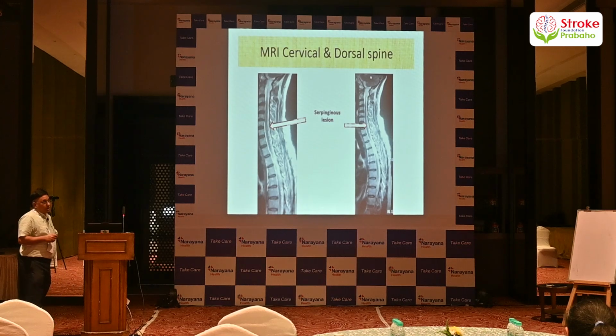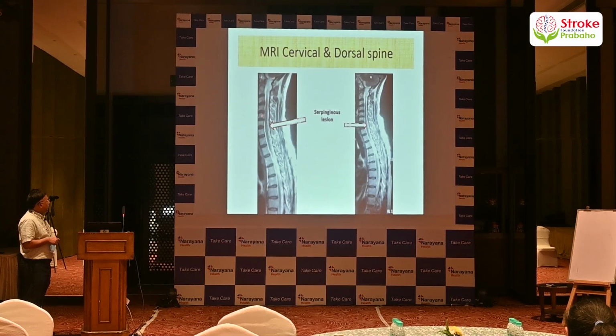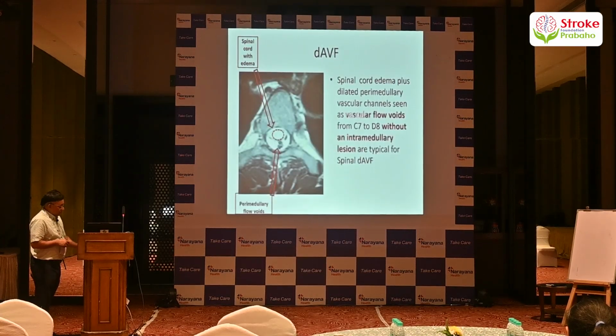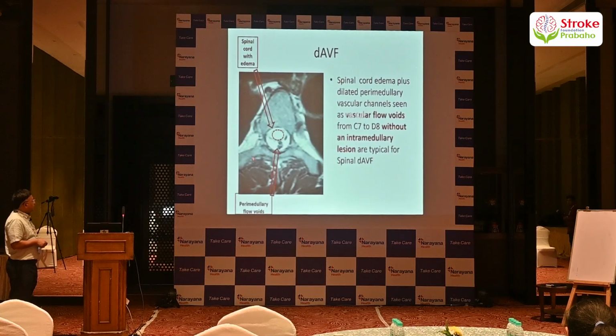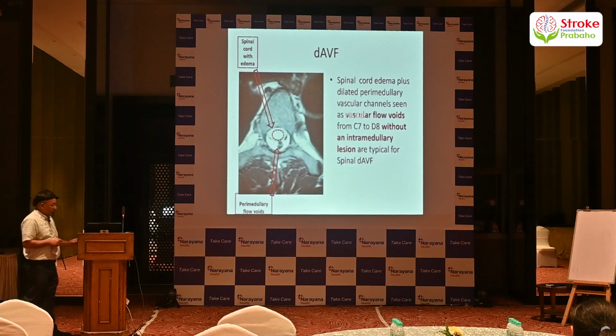So possibly this was ignored by the previous workup. Because the upper limb as well as knee jerks were brisk, we advised MRI of the cervical and dorsal spine. And now we can see there are flow voids in the cervical spine and upper part of the dorsal spine. This is the axial cut, and we can see there is a lot of cord edema, and a very prominent flow void because of the perimedullary network. And these vascular flow voids were extending from C7 to D8.